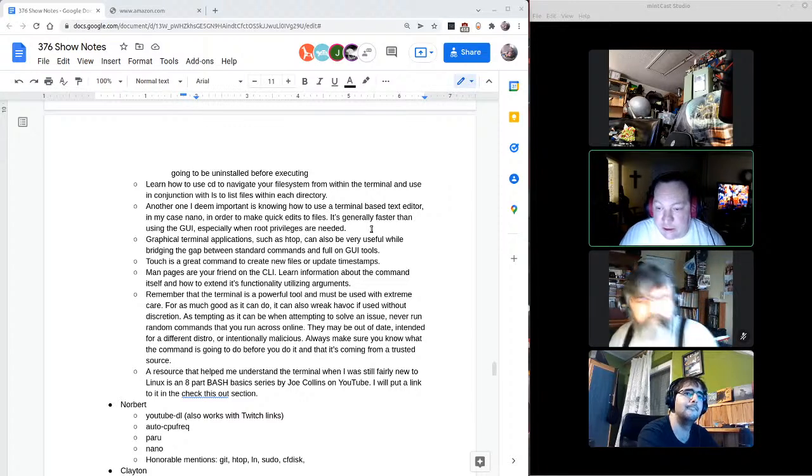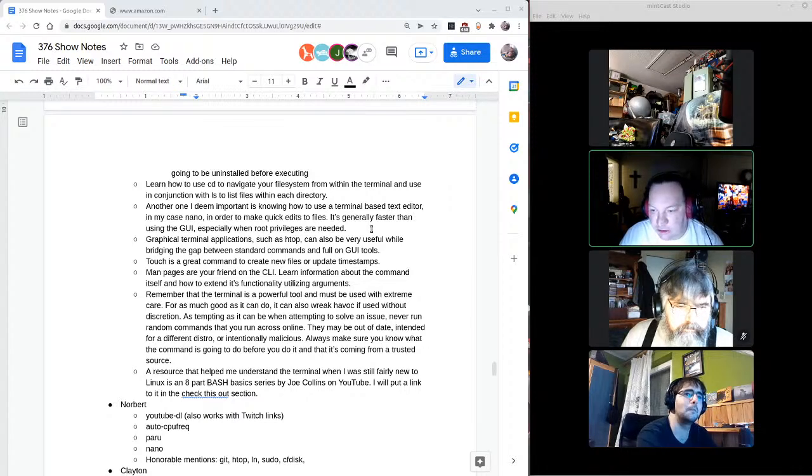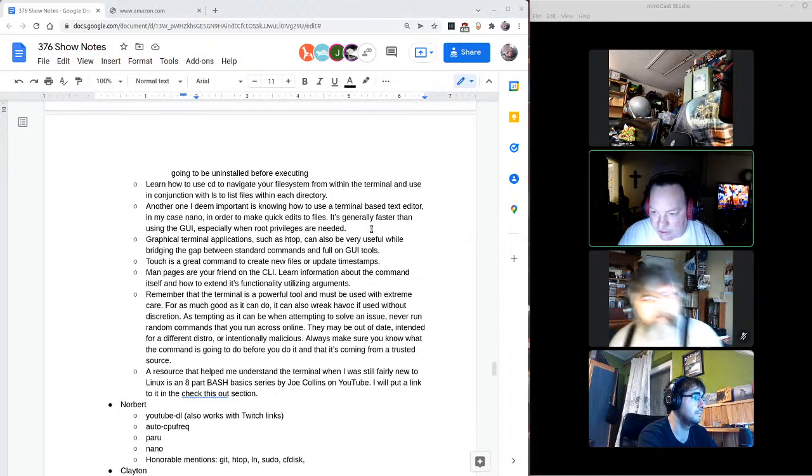Graphical terminal applications such as htop can also be very useful while bridging the gap between standard commands and full-on GUI tools. Touch is a great command to create new files or update timestamps on existing ones. And man pages are your friends in the CLI. Learn how to use them. They will give you information about the command itself and how to extend its functionality utilizing arguments.